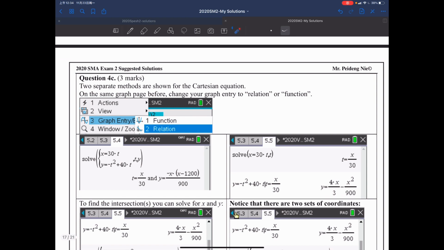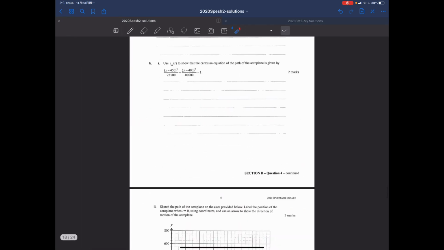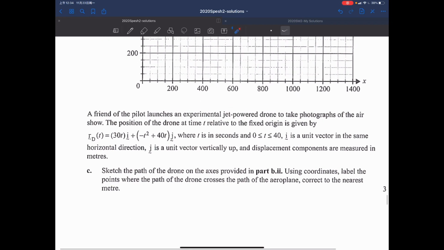Okay, question 4c. We've been given another jet-powered drone to make photographs of the air show. So here is the position vector of the flying drone. Okay, looks like a projectile motion, and we want to sketch the path of the drone on the axis provided in part B. Second, using coordinates, label the points where the path of the drone crosses the path of the aeroplane, correct to the nearest metre.